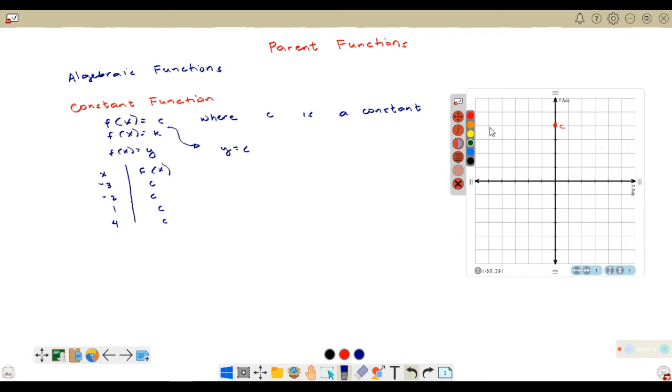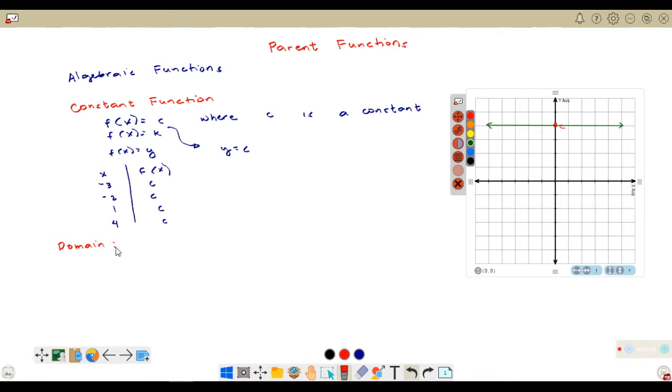Therefore, for the graph, it is the straight line perpendicular to the y-axis and parallel with the x-axis passing through C. Let's place arrowheads to denote that it extends indefinitely on both directions. So this is the graph of a constant function. Okay? So now let's talk about the other properties of constant functions. Let's start with the domain.